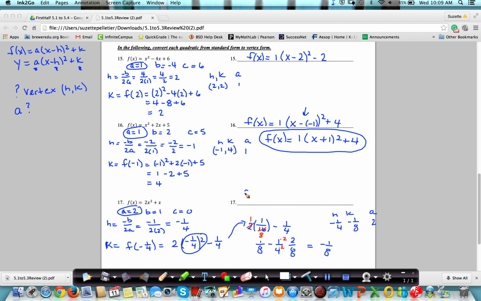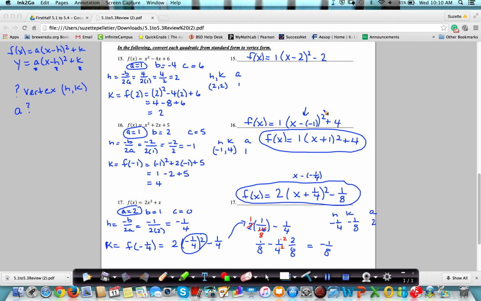So my formula is going to read f of x equals a is 2 times x, okay, so again, it's x minus negative 1/4. So I'm going to make that plus 1/4 squared minus 1/8. So there is your final equation for number 17. Just make sure that you simplify this, subtract negative 1/4, okay? And that takes care of the quiz.